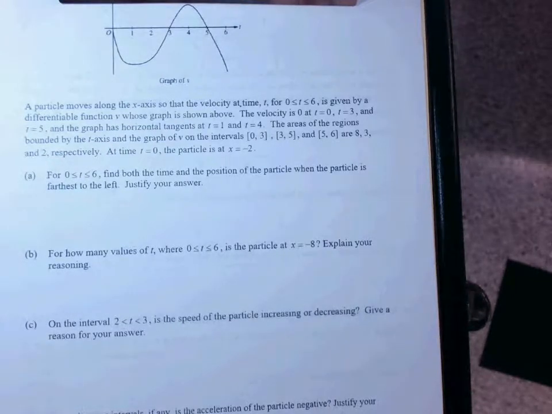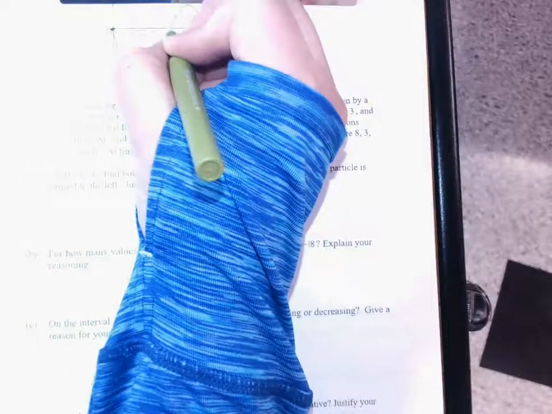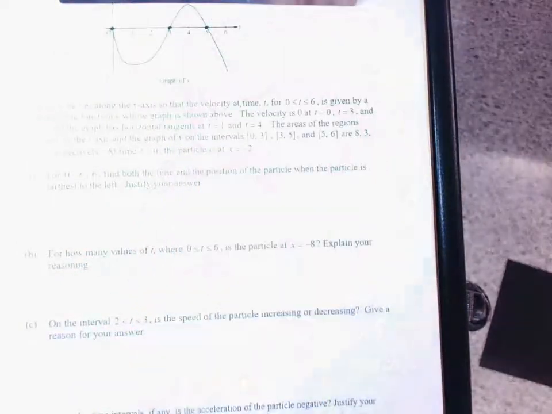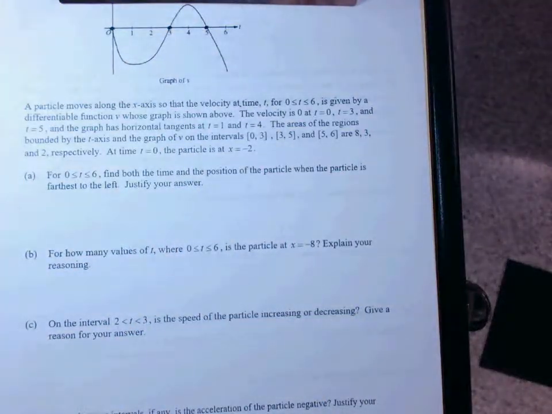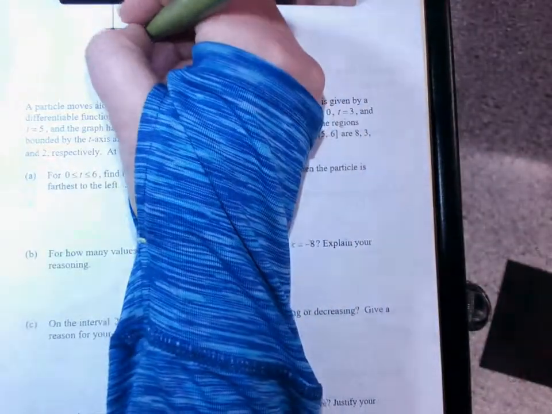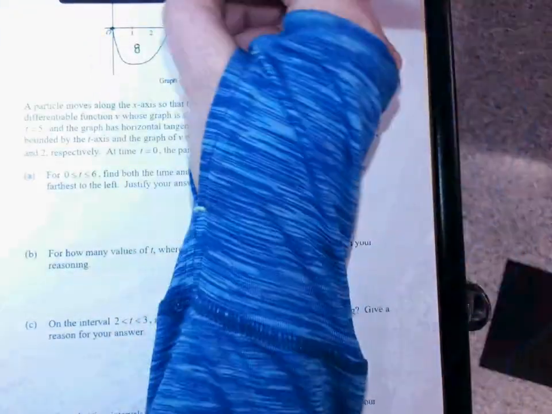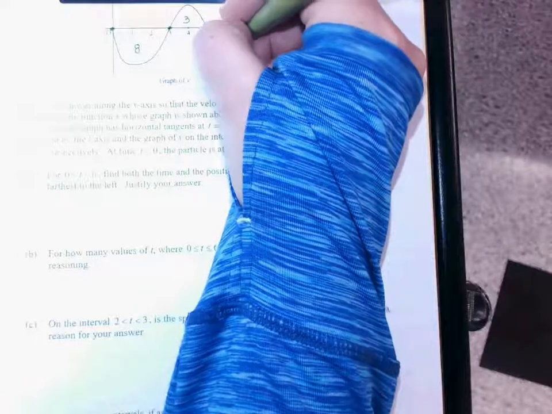It says, a particle moves on the x-axis so that its velocity for 0 to 6 is given by the differentiable function shown above. The velocity is 0 at 3 and at 5. So it's telling you the x-intercepts there. The graph has horizontal tangents at 1 and at 4. The area of the regions bounded by the t-axis and the graph of v from 0 to 3, 3 to 5, and 5 to 6 are, this one is 8, the next one is 3, and the last one, which cuts off at 6, is 2.